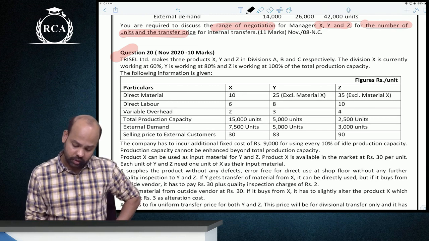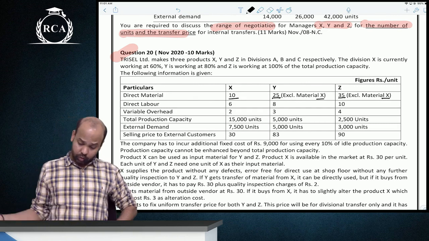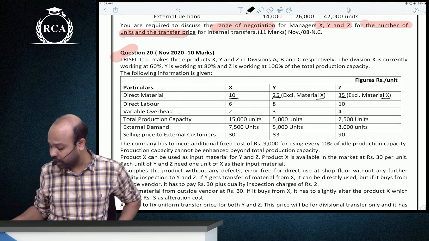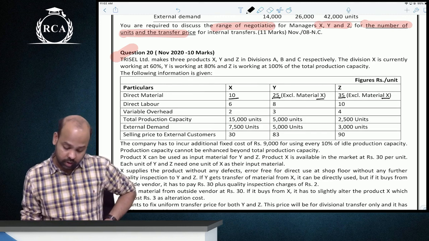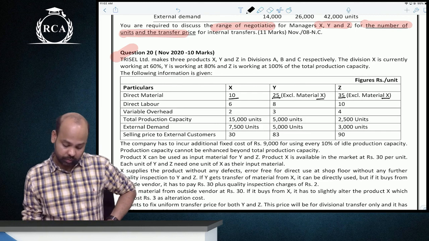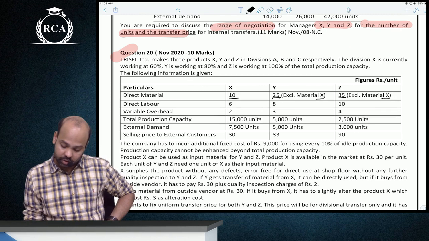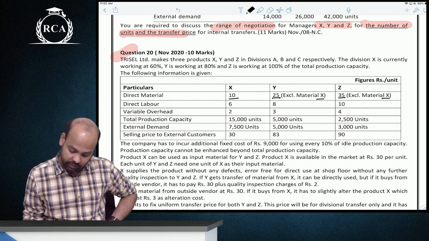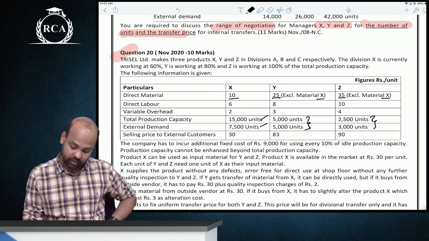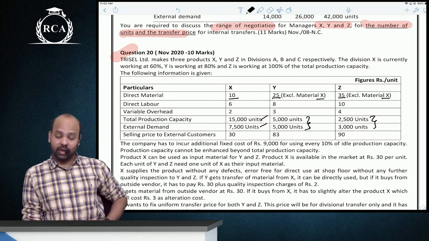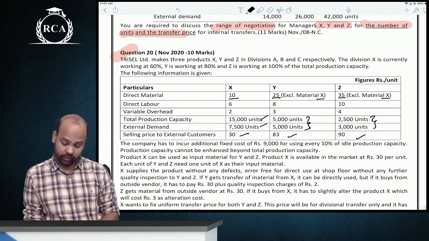The direct material cost for X is 10, 25, 35 excluding material X. Just like the previous question, even here Y and Z would need material X. Direct labor is 6 rupees, 8 rupees, and 10 rupees. Variable overheads are 2, 3, and 4. Total production capacity is 15,000 units, 5,000, 2,500. External demand is more than production capacity or equal to this, except for X, where it is 7,500 only. The selling price to external customers is 30, 83, and 90 rupees, guys.